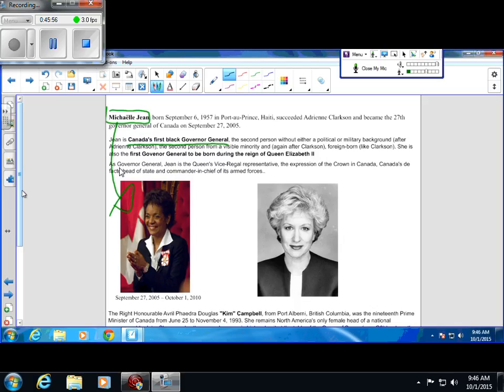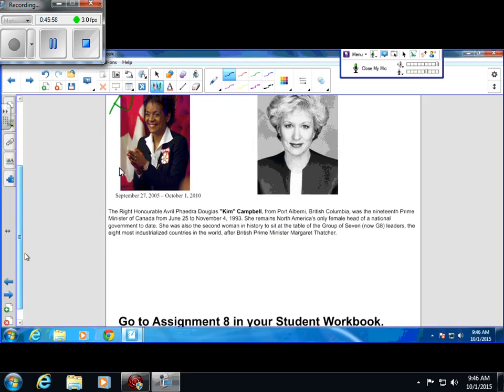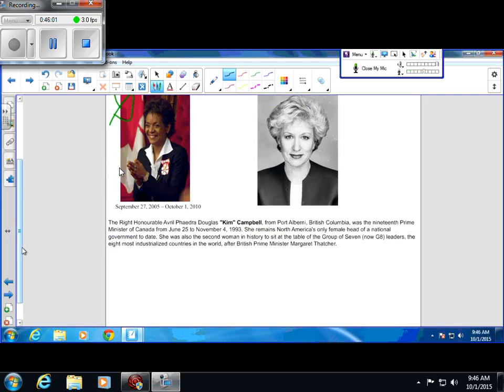And lastly, number four, the last one we'll talk about is Kim Campbell. Again, you'll need to recognize her name as well. This person here. So what made her famous in terms of Canadian women in politics? Well, she was the first woman to be named Prime Minister of Canada. She was the first.